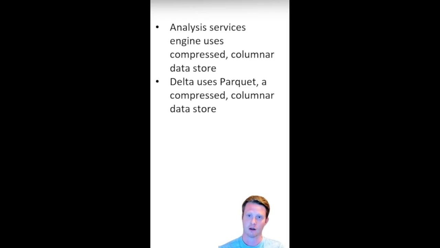So in Direct Lake, when we look specifically at Power BI, it uses the Analysis Services engine. The Analysis Services engine uses a compressed columnar data store. This is how data is stored in Analysis Services in Power BI datasets. Now Delta uses Parquet, and Parquet is also a compressed columnar data store.